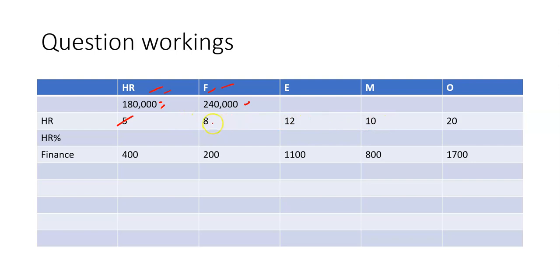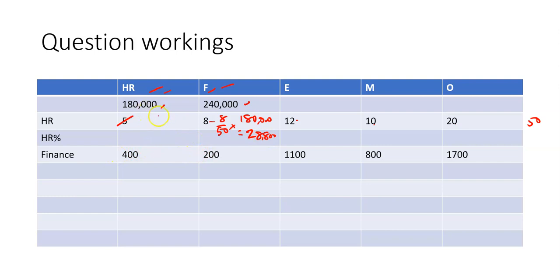It's a quick method. So I'm just going to say 8 plus 12 plus 10 plus 20, and that's 50. So first of all, what's 8 over 50 times 180,000? That's the first step, and that comes to 28,800.